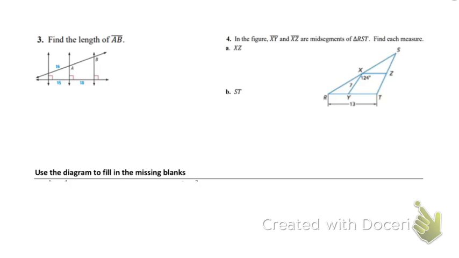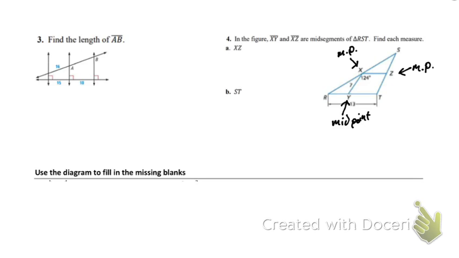If xy is a mid-segment of the triangle, that means y is a midpoint, and x is a midpoint. It also means z is a midpoint because it says that xz is also. Here is why that's important. Since all of those are midpoints, look at that line xz.